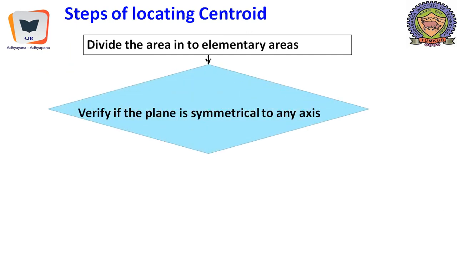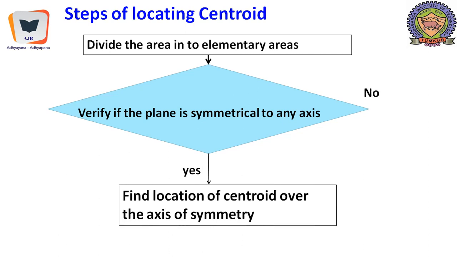And verify if the given plane is symmetrical to any of the axes. For example, if the given figure is symmetrical with respect to x-axis, we need to find x bar. If the figure is symmetrical with respect to y-axis, we need to find y bar. Of course, whenever we find either x bar or y bar, a reference axis is a must. And if the figure is symmetrical with respect to both the axes, we need not find the centroid, because the intersection of the symmetrical axes would only lead to the centroidal location.